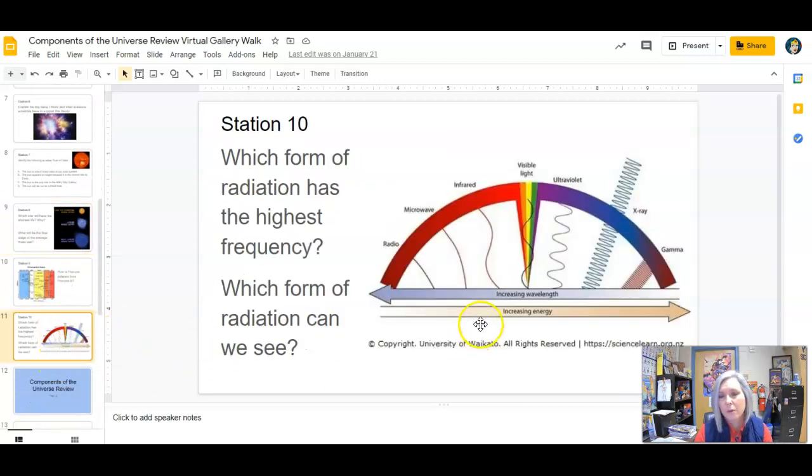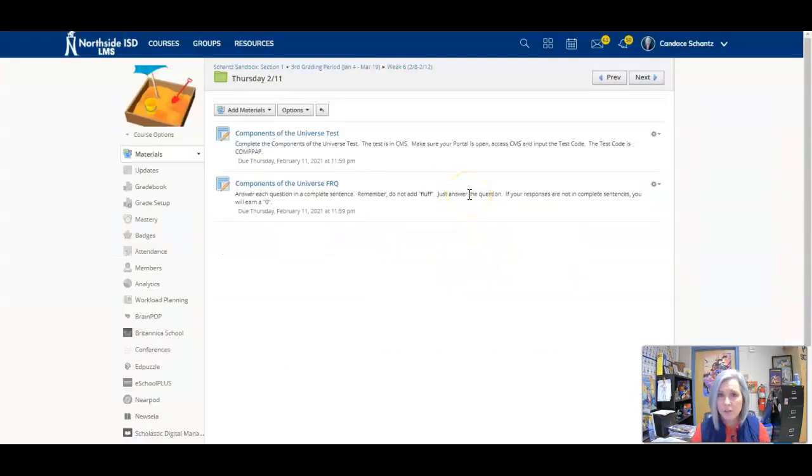So another electromagnetic spectrum, remember the connection between wavelength and frequency. Those with longer wavelengths, radio, microwave, infrared, have a lower frequency. Shorter wavelengths, like X-ray and gamma, have a higher frequency. Right? Okay, so those are just a few things to review before you take your test.